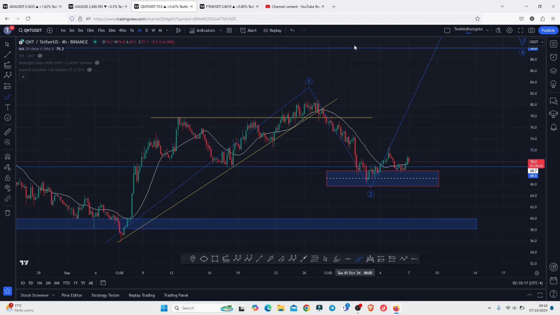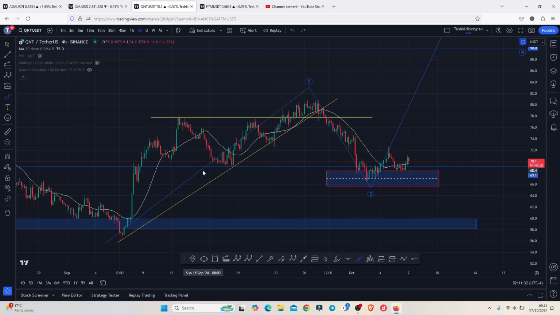And in today's video, I will be discussing the key areas of resistance that you need to break above, and also the key areas of support that you need to continue holding above for us to continue expecting higher prices. So make sure that you stick around till the end of the video.